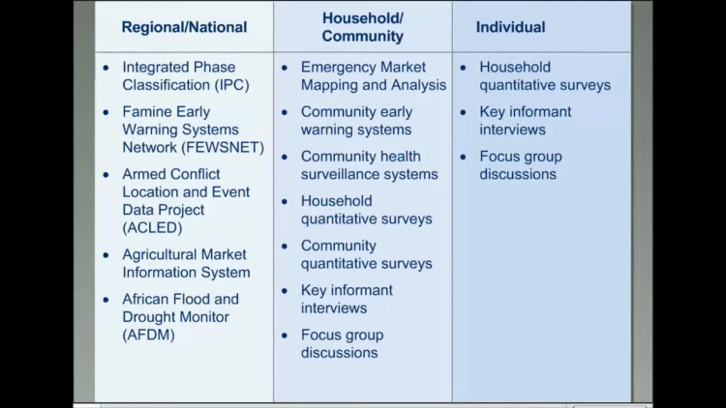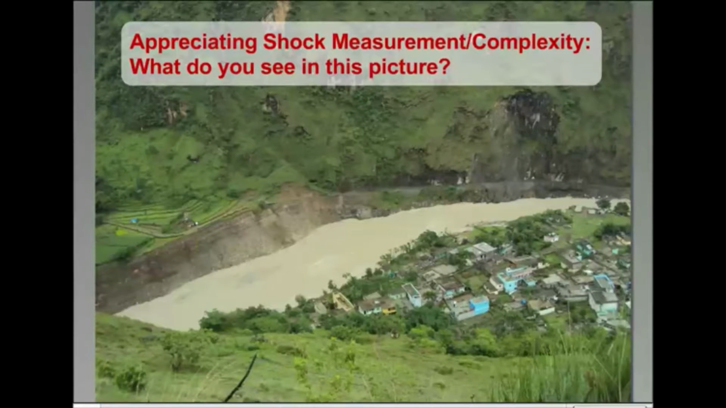But then we also have some data sources of various shocks that may be less familiar to us. For example, the African Flood and Drought Monitor, which provides precipitation data and other flood and drought related measures for the African continent. We also have the Armed Conflict Location and Event Data Project, or ACLED. So there's a whole gamut of resources available to us that we should be pulling into our analysis as secondary data.